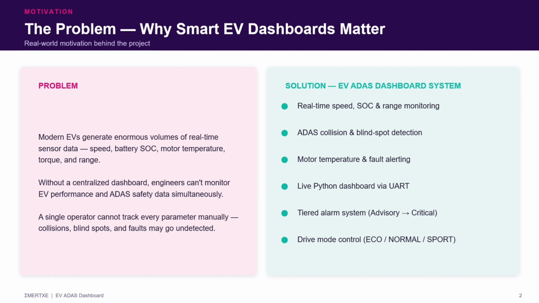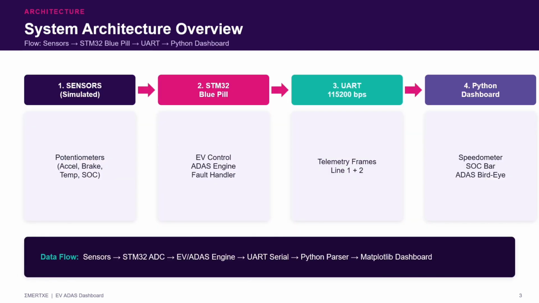Let us see the system architecture overview. Data flows from the simulated sensors, potentiometers for accelerator, brake and temperature, into the STM32 Blue Pill, running our EV control, EDAS engine and fault handler. That is transmitted over UART at 115200 baud as structured telemetry frames and rendered live in our Python matplotlib dashboard.